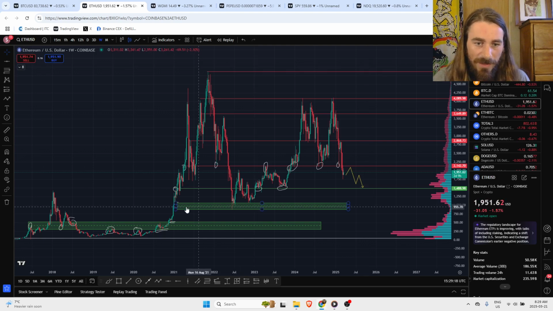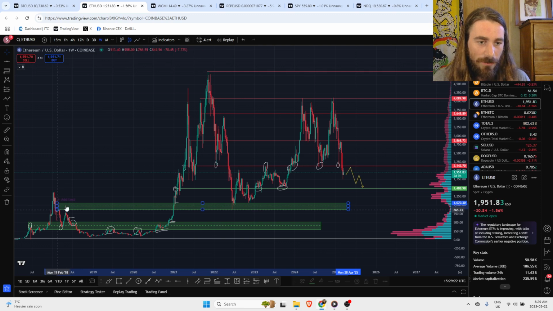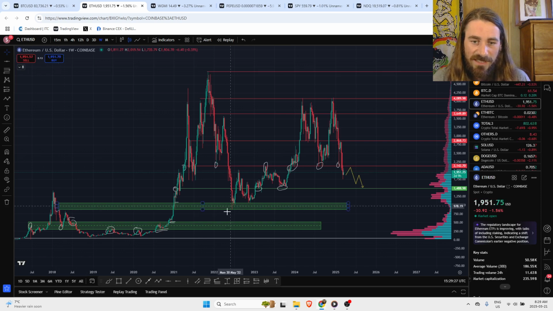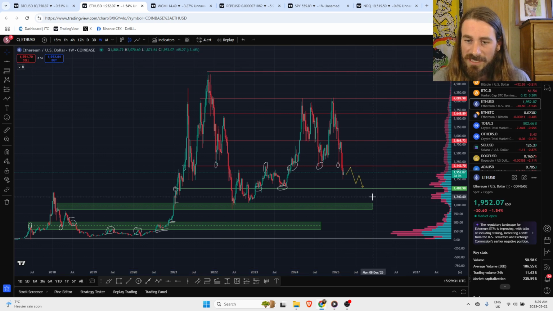And then just below that, we've also got this horizontal support here. You can even see if I drag it all the way back to the prior cycle, acting as a bit of resistance in there, support through here, support through here. So that's another zone of interest. If we come to this level on Ethereum, I think it's going to be a really good buying opportunity. We haven't seen those levels since that 2022 bear market, so let's potentially watch that going forward.